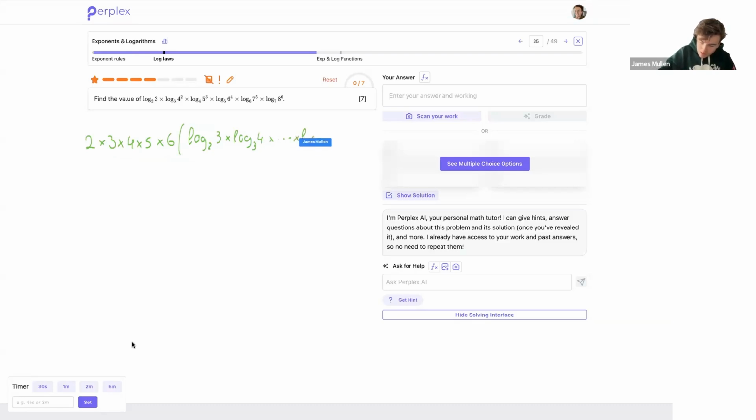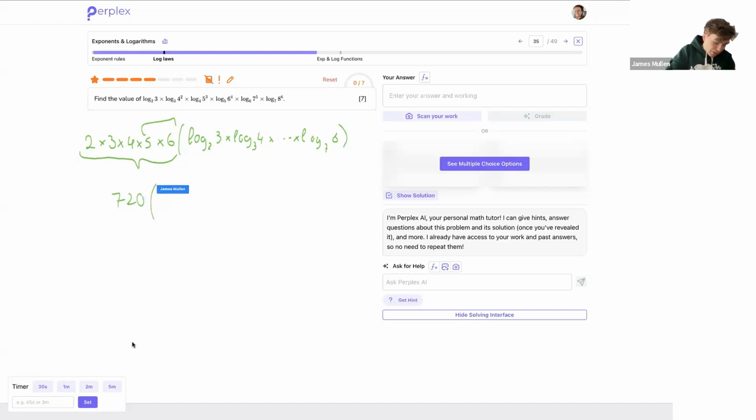times log base 7 of 8. Okay? And this whole thing here is going to evaluate to 6 times 4 is 24, times 5, or times 30. So I'm going to do 24 times 30. 24 times 3 is 72, times 10 is 720.